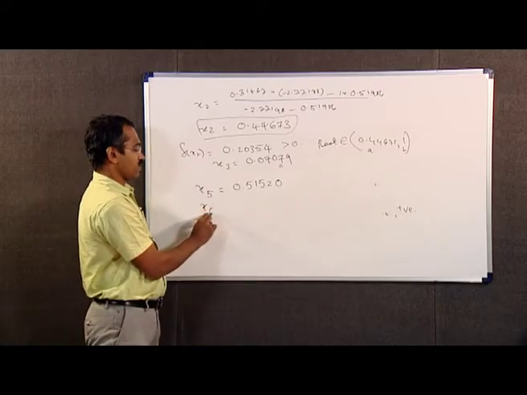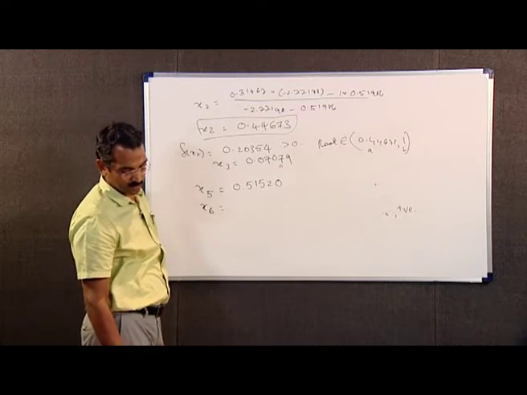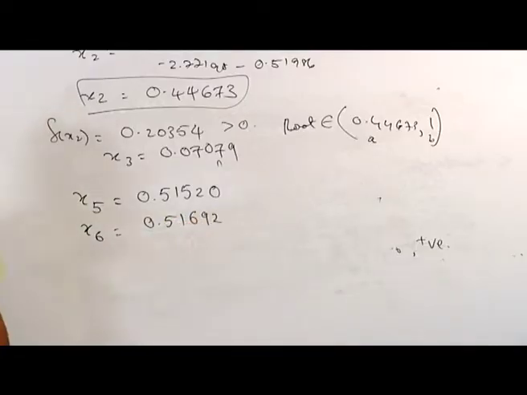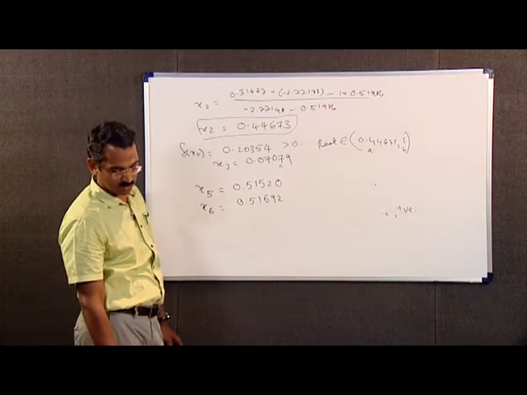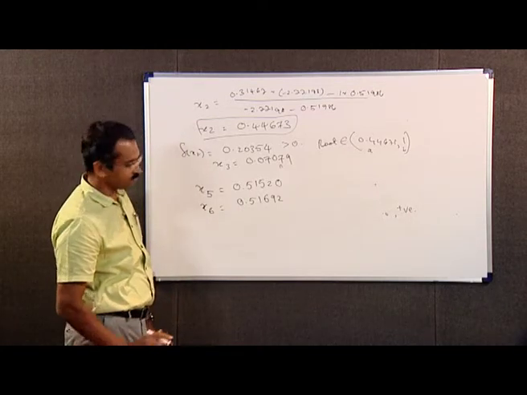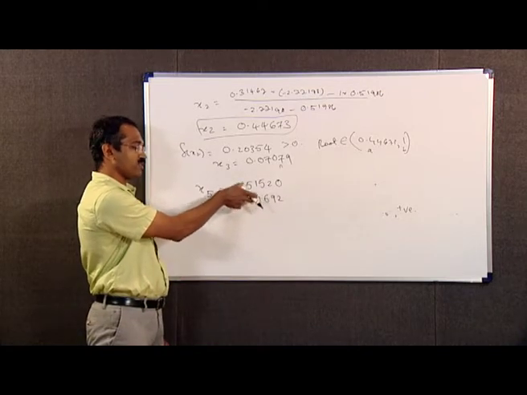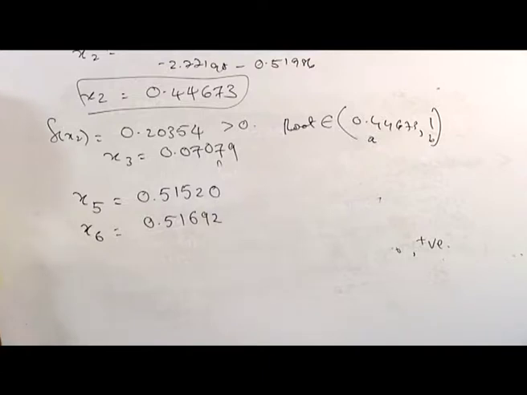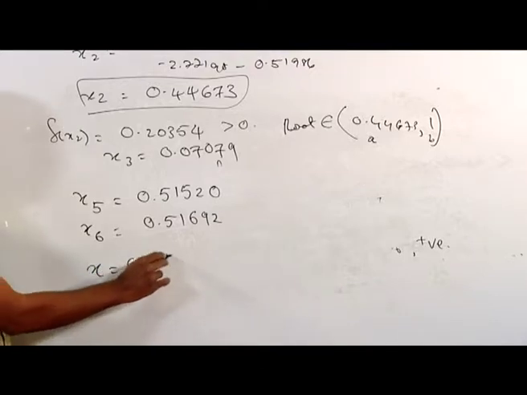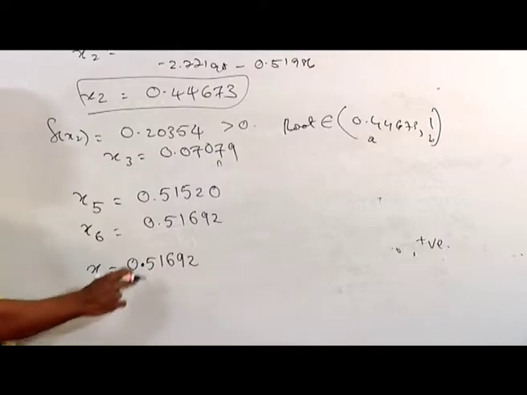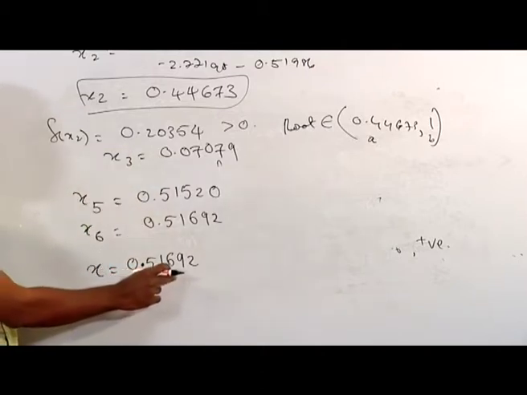In the sixth approximation, we will get the approximate value x equal to 0.51692, which is the approximate value of the exact root in the sixth iteration by using the same formula. Therefore, the absolute value of the difference between these two numbers, x6 and x5, is very small. Therefore, we can take the approximate value of the exact root of the given equation as x equal to 0.51692.